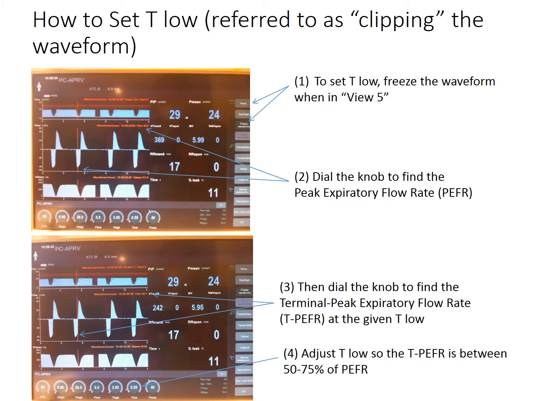All right, so how to set your T low. This is referred to as clipping the waveform. To set T low, freeze the waveform when in view 5. So you're going to get this kind of view set up here.